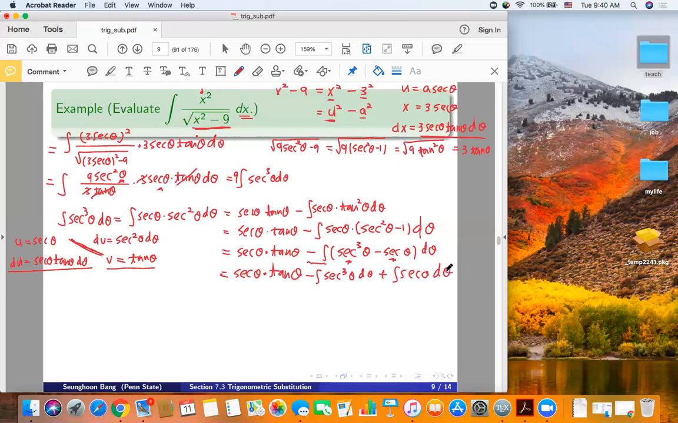So my question: what is the integral of secant theta d theta? Do you remember the integral of secant theta d theta? Do you know the formula?